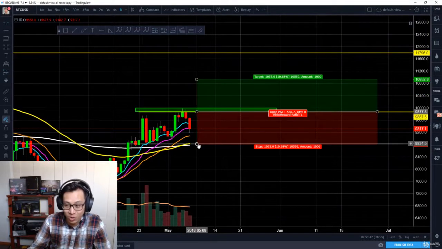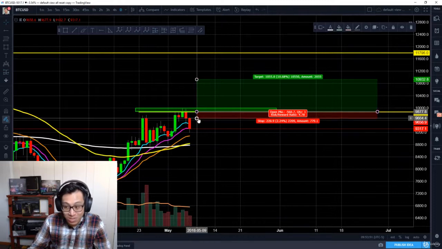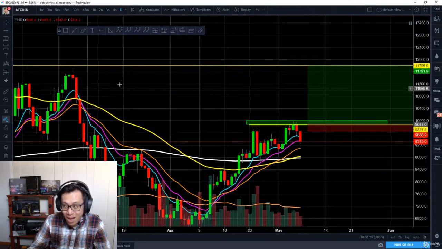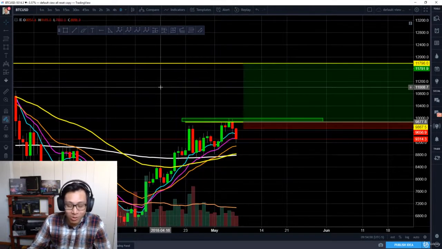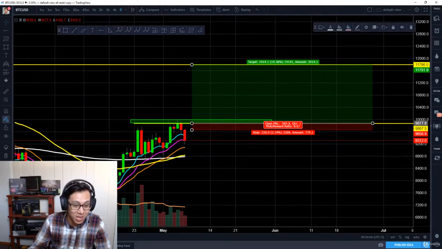So if we finally broke it, what would you guys do? Yeah, you'd enter a trade, you set your stop loss slightly below it, right? Below the resistance, which now becomes a support, and you target the previous high, which was about $11,788. And that's a really good risk to reward ratio of 19.3.